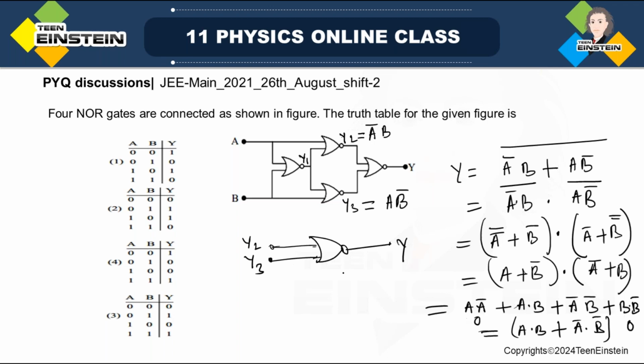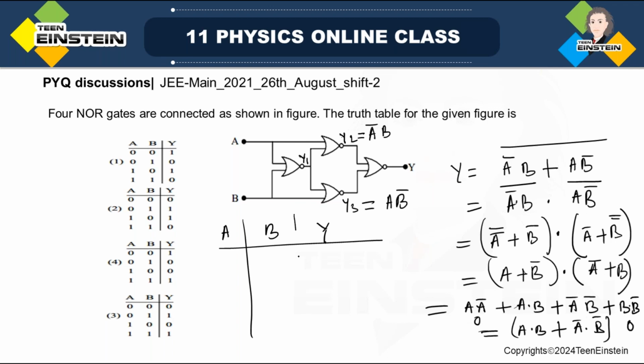Okay, now look at this. Let me write down the truth table here. A, B, and Y. See, if I put 0, 0, that means A and B both are 0. So 0, 0 will give you 0 here, but this will be 1 and 1, so this will actually be an output of 1.